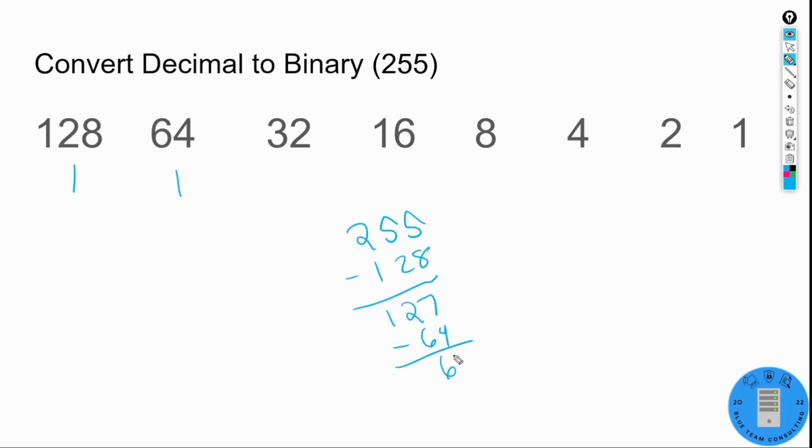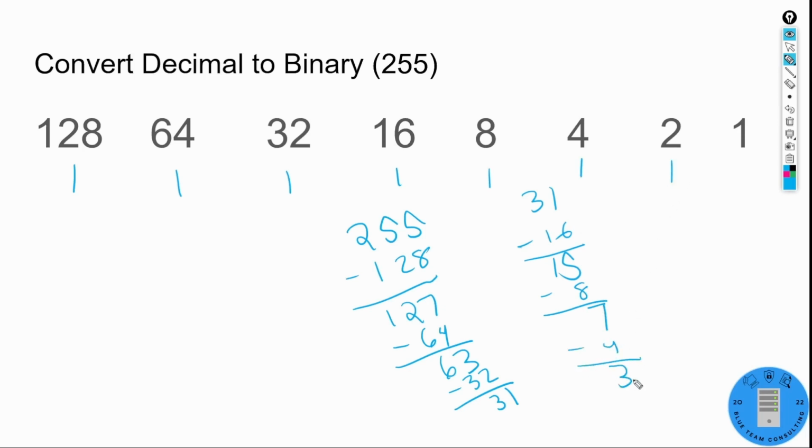That's going to give us the value of 63. Does 32 fit into 63? Yes, it does. Subtract 32. It's going to give us 31. 16 fits into 31. Minus 16. That is going to give us 15. 8 fits into 15. Subtract 8. That is 7. 4 fits into 7. That gives us 3. 2 fits into 3. 1 left over. 1 fits into 1. And then 1 minus 1, we're fully allocated.